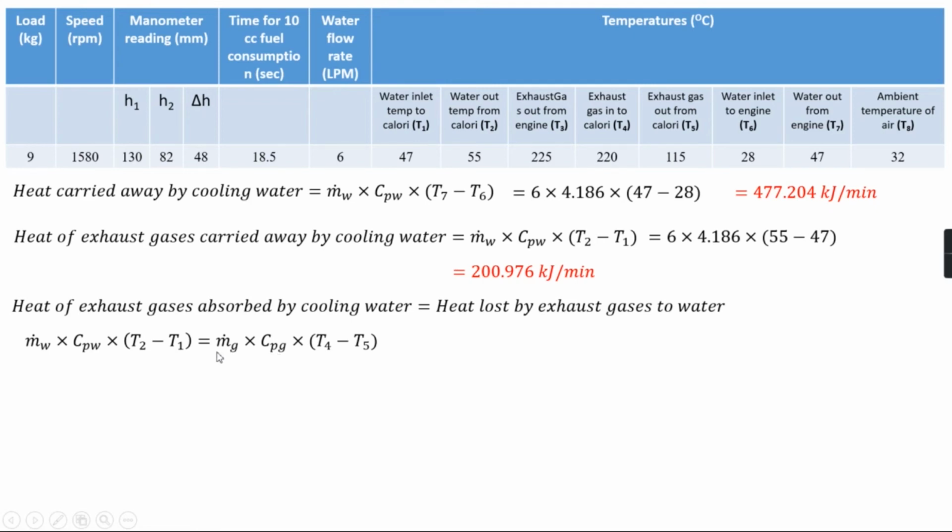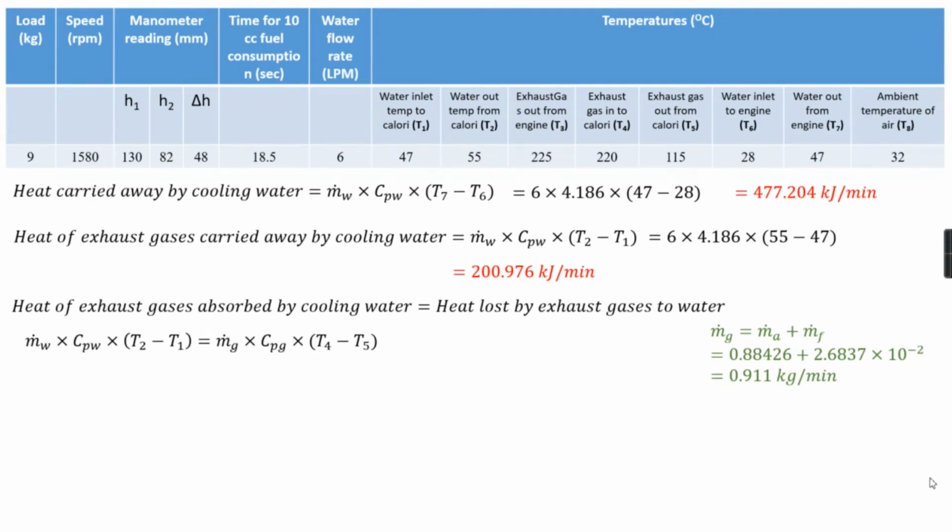For that, first of all, I need to calculate the mass flow rate of a gas. So for simplicity, I'll consider the mass flow rate of gas is equal to mass flow rate of air plus mass flow rate of fuel. The total quantity which is going in has to come out. Otherwise, there will be accumulation of mass, right? And hence I am considering mass of gas equal to mass of air plus mass flow rate of fuel. So this will give me 0.911 kg per minute of flow rate of the exhaust gas.